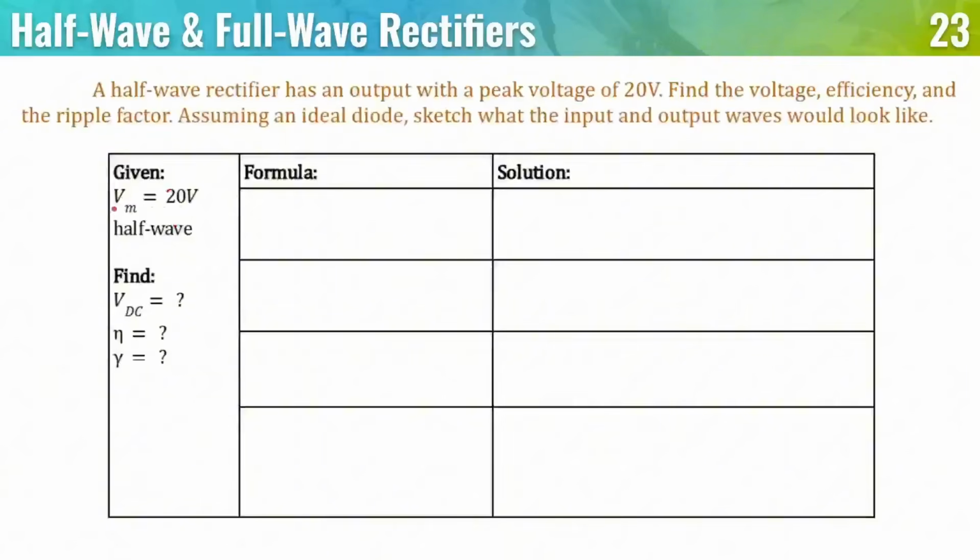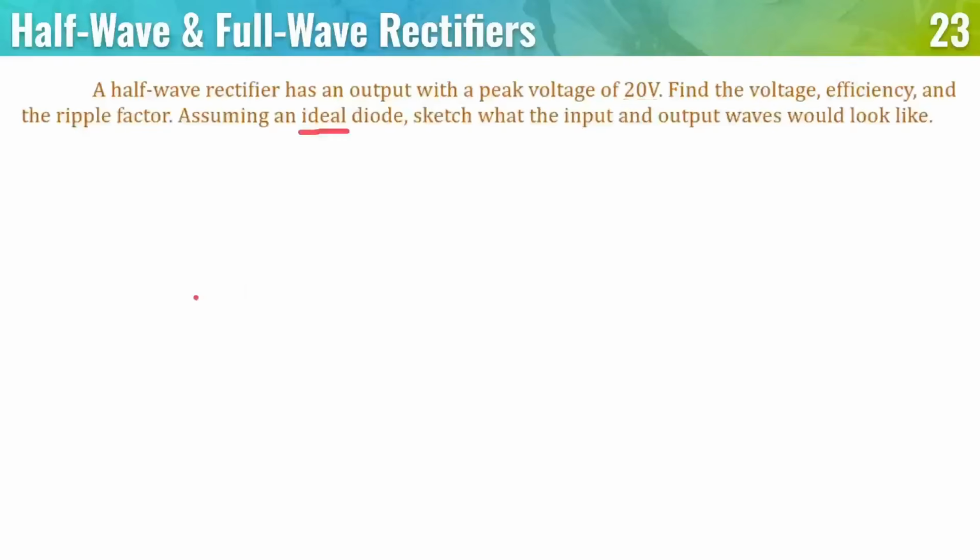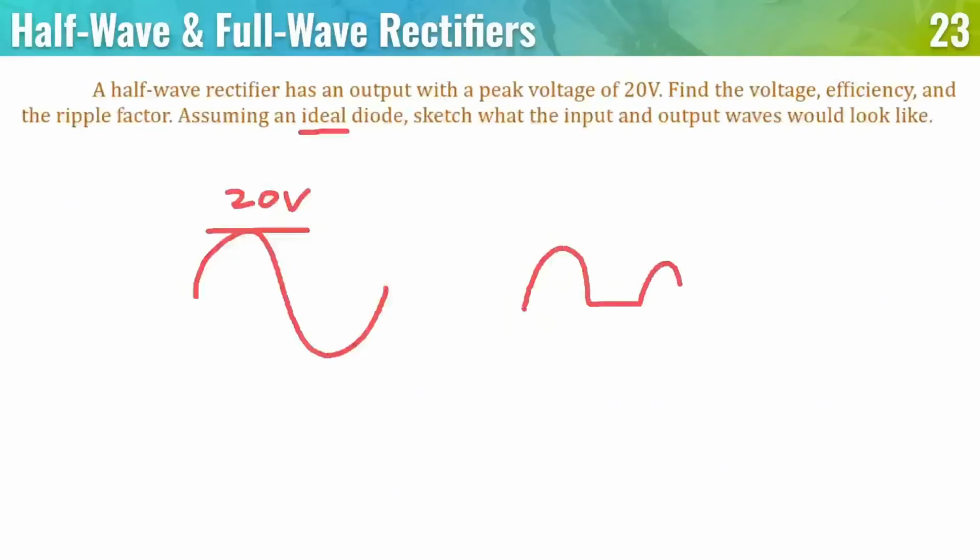Given the peak of 20 volts, let's sketch the input. So it's going to be 20 volts. The output could be something like this, where the peak is 20 volts and the baseline is 0.